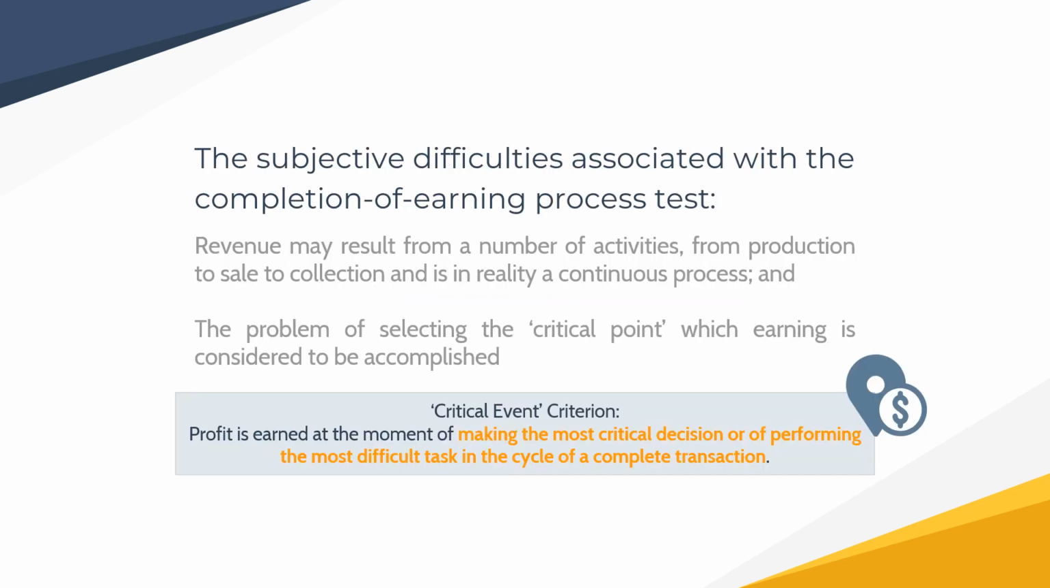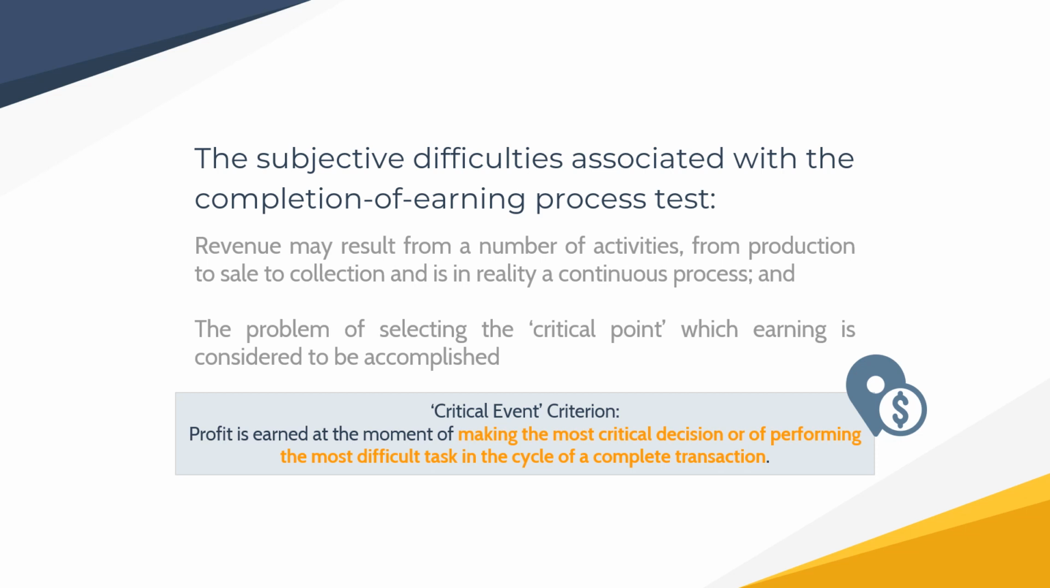However, there are subjective difficulties associated with the completion of earning process tests. Revenue may result from a number of activities from production to sale to collection, and revenue is in reality a continuous process, and there is the problem of selecting the critical point at which earning is considered to be accomplished. This critical point is categorized as another criterion, the critical event, because we need to select the critical event or critical point in which earning is accomplished.